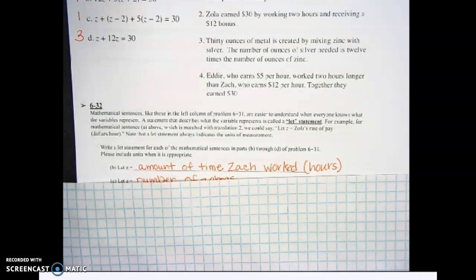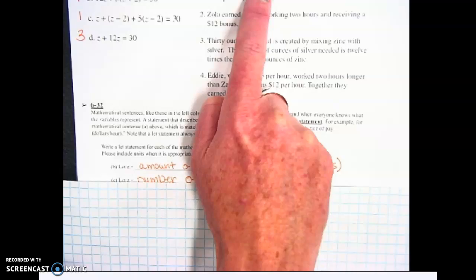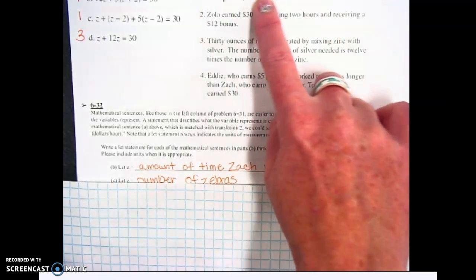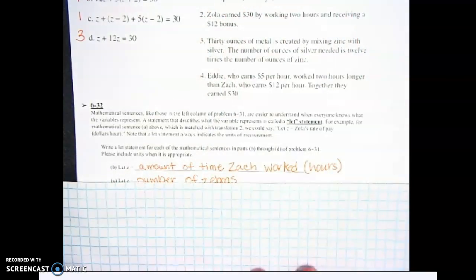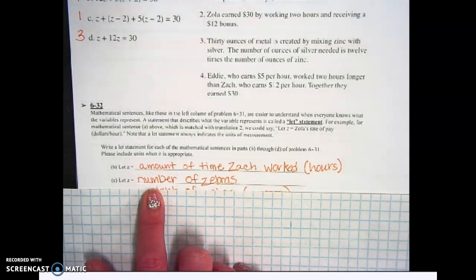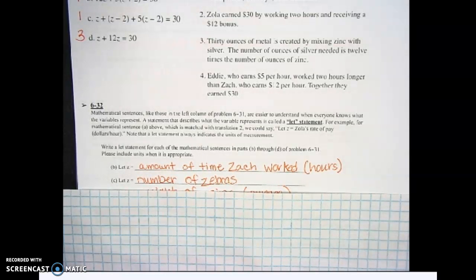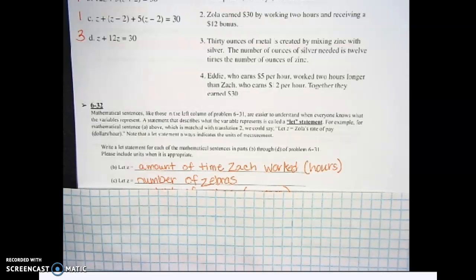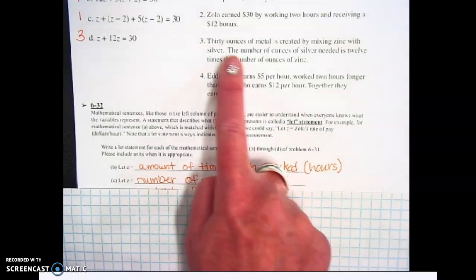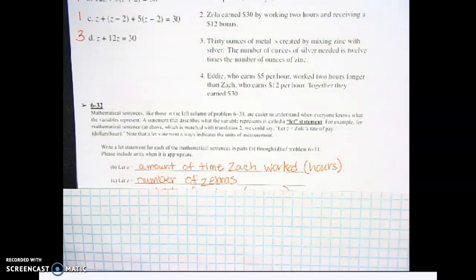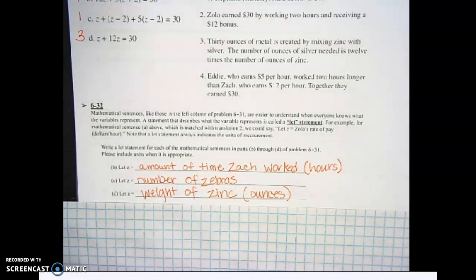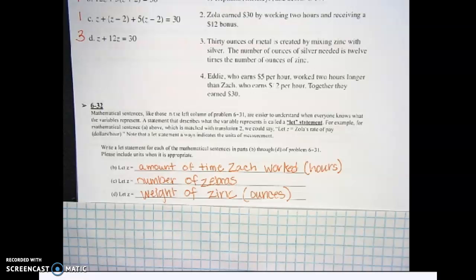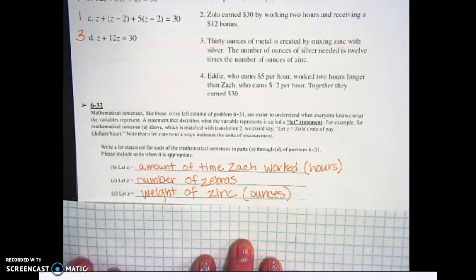All right. Part C was number 1. A zoo has 2 fewer elephants than zebras and 5 times the monkeys than elephants. The total number of elephants, monkeys, and zebras is 30, so we're going to let Z equal what? Zebras, the number of zebras that we have. And part D was number 3. That was the 30 ounces of metal. So that one's going to be the weight of your zinc. Zinc is weighed in ounces. If it's big, huge pieces of it, it's probably in pounds, but mostly ounces.